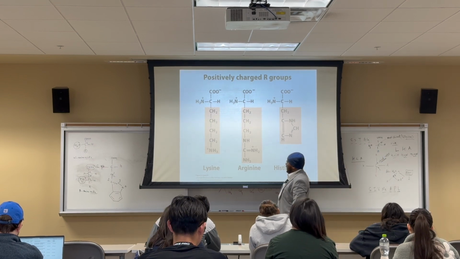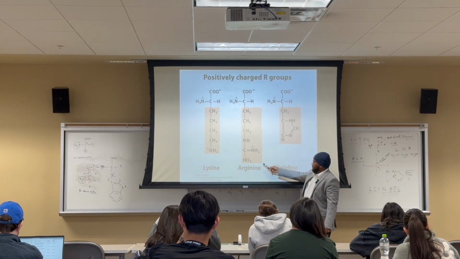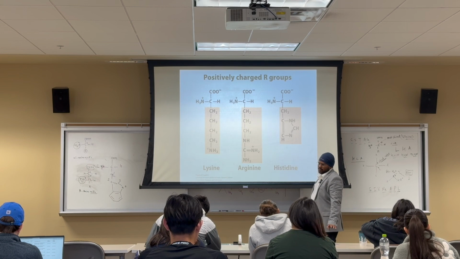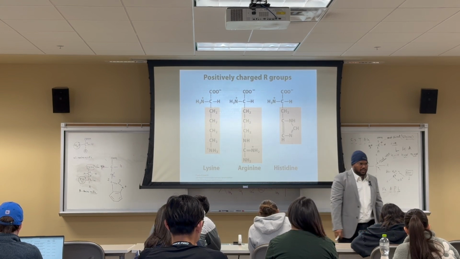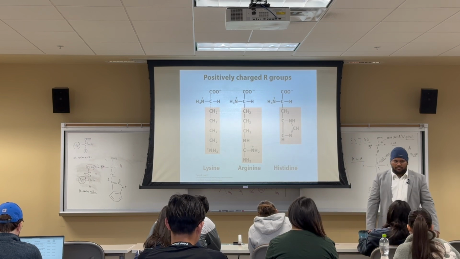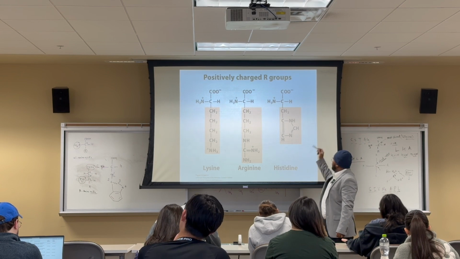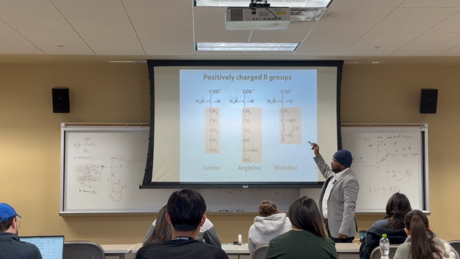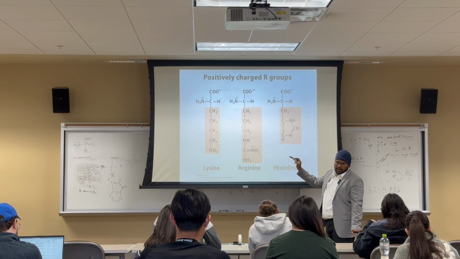But 4 carbon, 1 nitrogen, 4 carbon, 2 nitrogen, and 4 carbon, 3 nitrogen. Is it possible to remember now? Yes, sir. Okay. So 1, 2, 3, 4, 1 nitrogen, 1, 2, 3, 4, 2 nitrogen, 1, 2, 3, 4, 3 nitrogen. Okay? Clear up to here?